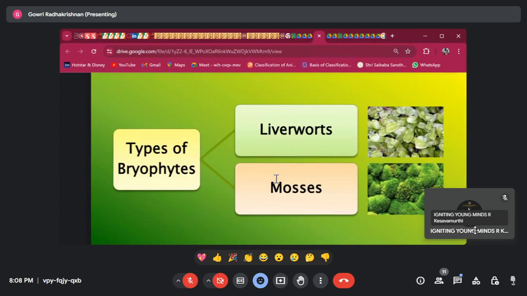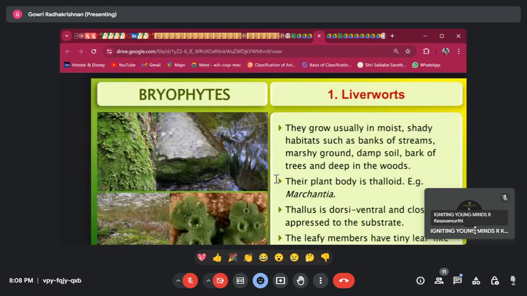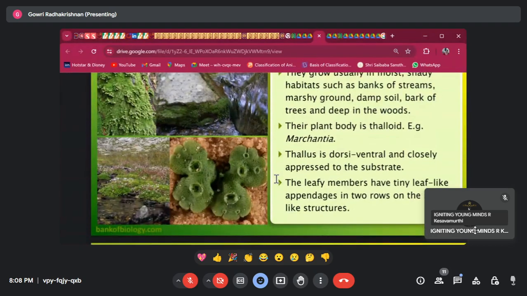Now, the types of bryophytes are liverworts and mosses. Liverworts usually grow in moist, shady habitats such as banks of streams, marshy ground, damp soil, bark of trees, and deep in woods. Their plant body is thalloid and the thallus is dorsiventral, and closely appressed to the substrate. Dorsiventral means it has an upper and a lower part. That's what it means. The leafy members have tiny leaf-like appendages in two rows on the stem-like structures.